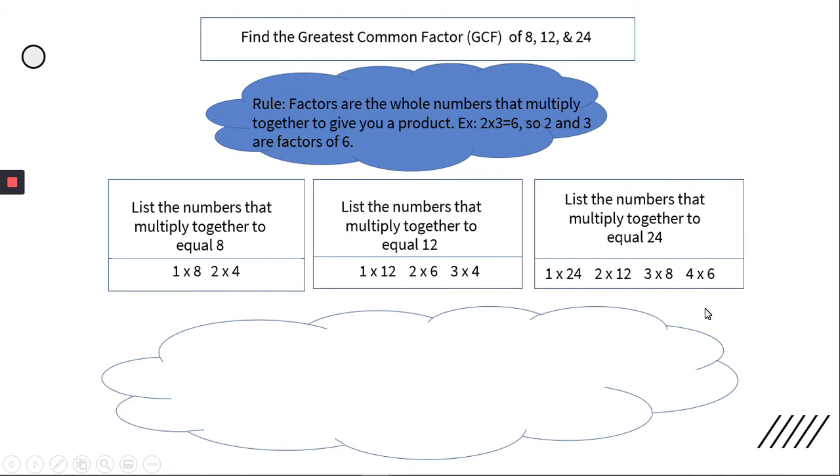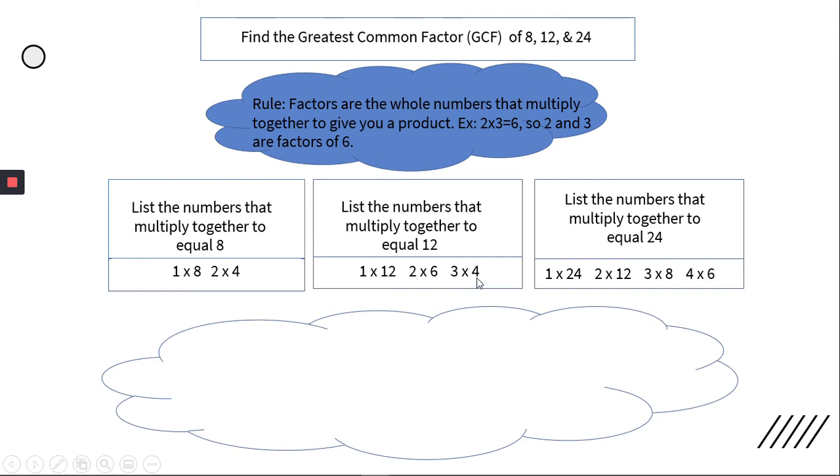Now, in order to find the greatest common factor, or GCF, we're going to be looking for the highest number that all three products, 8, 12, and 24, have in common. If we look, we're looking at 1, 2, 4, and 8. Well, here we have the 1, the 2, and the 4, but no 8.